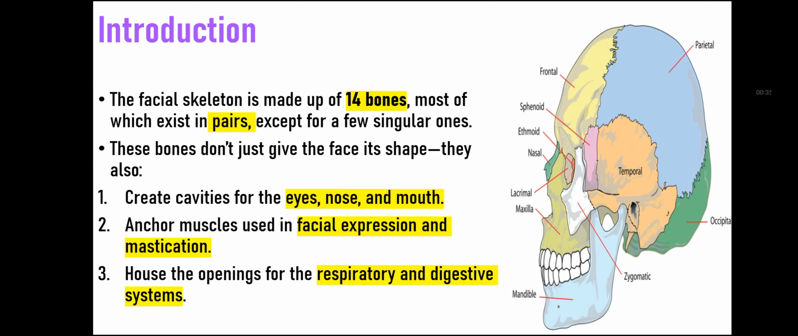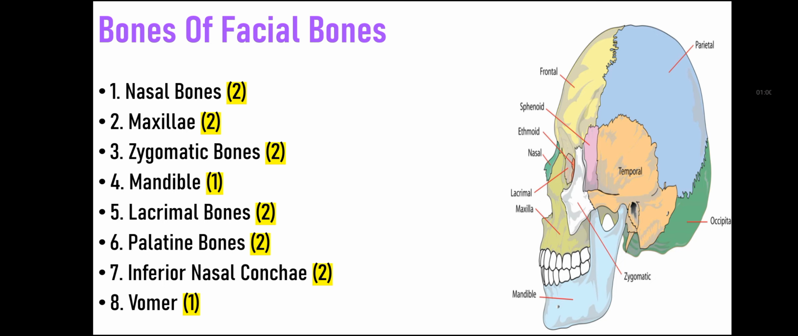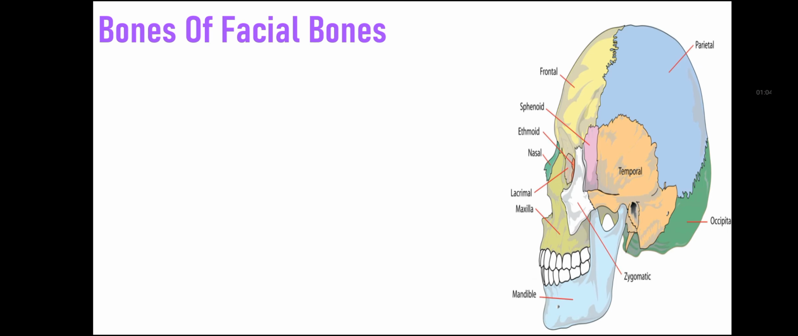Now let's talk about the bones of facial skeleton. These are two nasal bones, two maxillary bones, two zygomatic bones, one mandible, two lacrimal bones, two palatine bones, two inferior nasal conchae, and one vomer. So all of these combine to form 14 facial bones of facial skeleton. Now let's talk about them one by one.